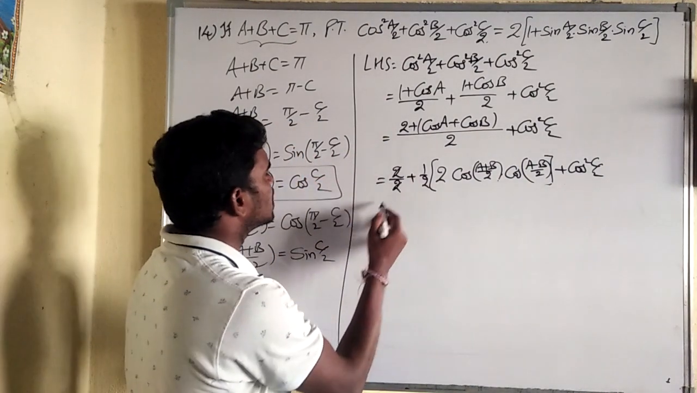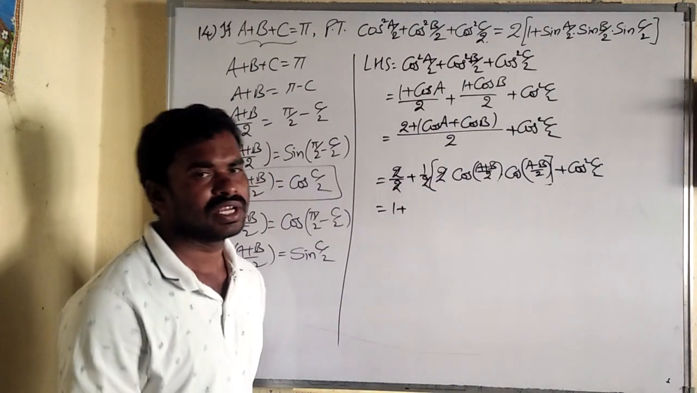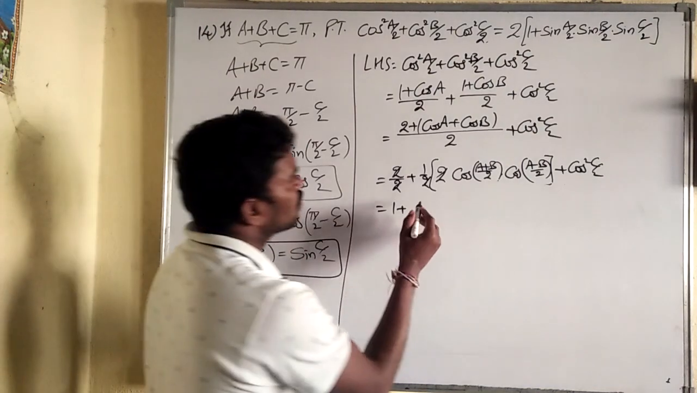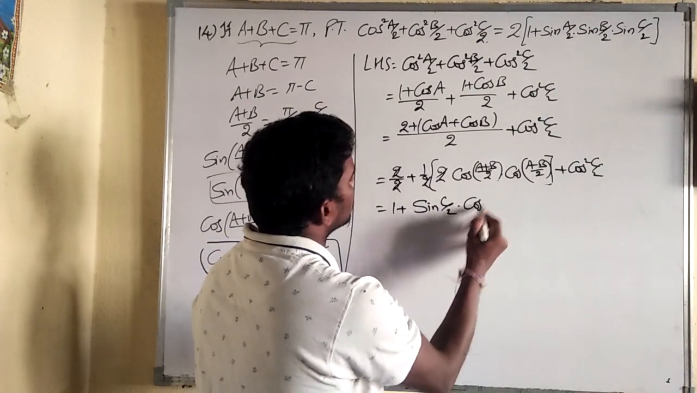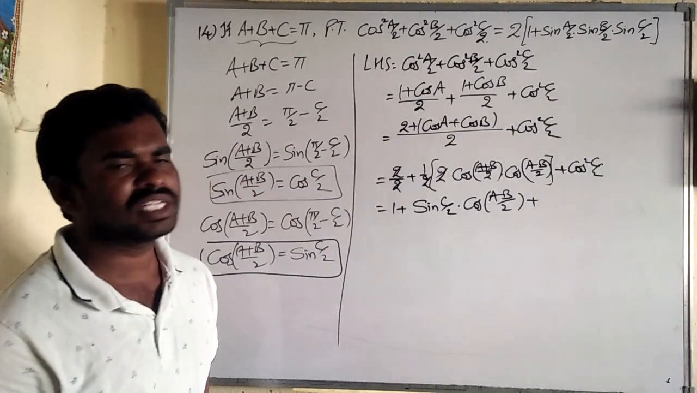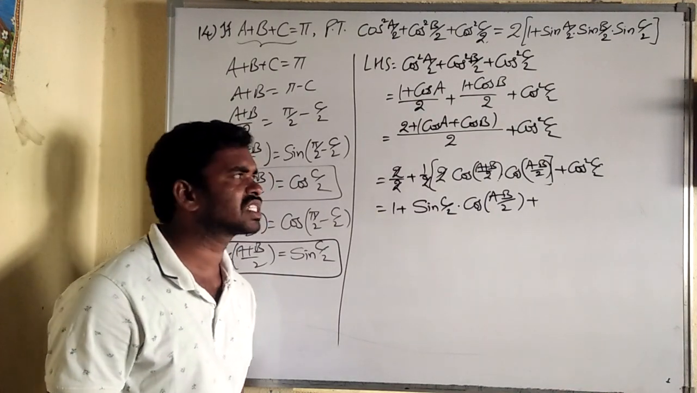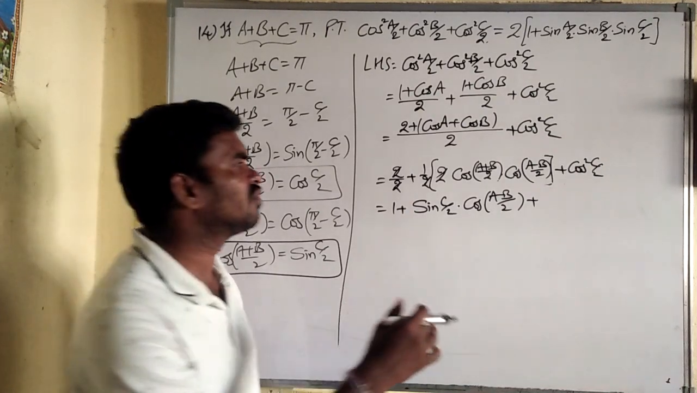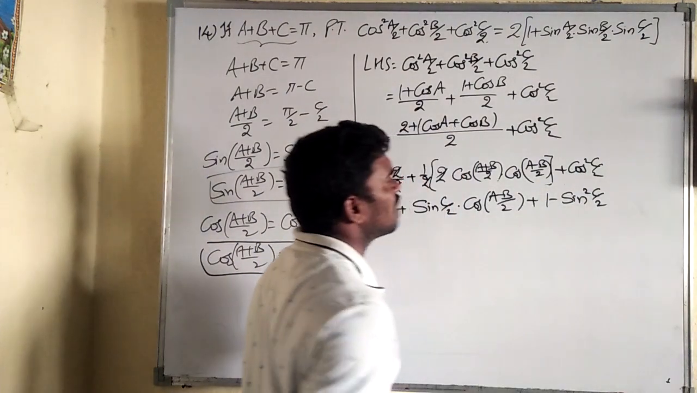Now 2 cancels, and here also 2 gets cancelled. Cos A plus B by 2 is there. So cos A plus B by 2 means what? Cos A plus B by 2 means sin C by 2. So we can write sin C by 2 into cos A minus B by 2 as it is, and plus cos square C by 2, which we can write as 1 minus sin square C by 2, because cos square theta plus sin square theta equal to 1. From that first identity of trigonometry, cos square theta is 1 minus sin square theta. So we write 1 minus sin square theta, where theta means C by 2.